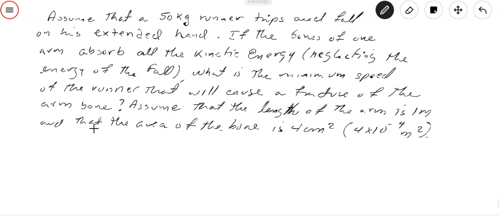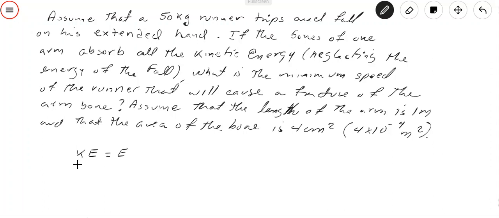So what happens here? There is a guy that is running, falls, and he's falling on his extended hand. So all this kinetic energy will be absorbed by the bone. Now, if we want to find the minimum speed that will cause a fracture of the arm bone, we have to say that this kinetic energy will be equal to the energy absorbed by the bone at the point of compressive fracture. This is something that we have explained in the previous exercise.